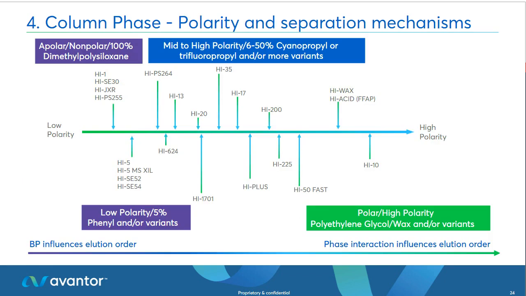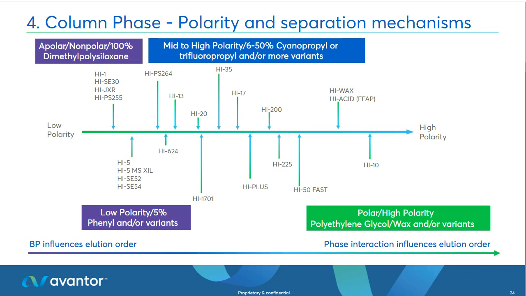So this means when we have the lower polarity or non-polar phases, these separate based on the boiling points. So boiling point influences the elution order, whereas with the polar phases, the phase interaction influences the elution order. So you can inject the same sample on two different polarity phases, and you may see a different elution order.